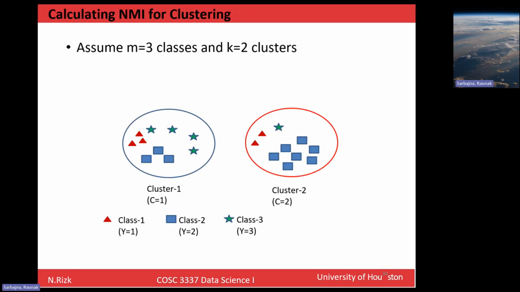So let's do this for this particular example, right? In this case, the ground truth is labeled by the shape of the points. So the stars are one cluster, the squares are another cluster, and the triangles are another cluster. But in actuality, this is what your cluster results have given you.